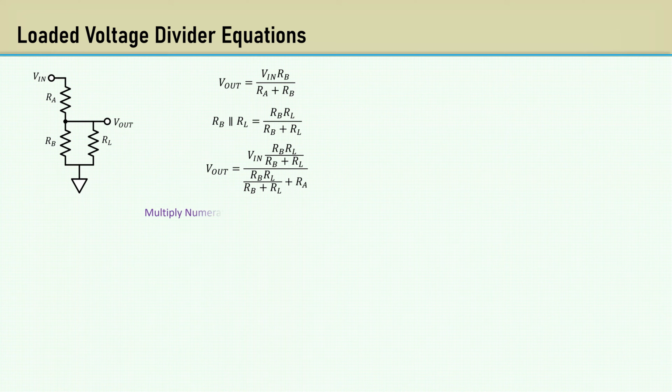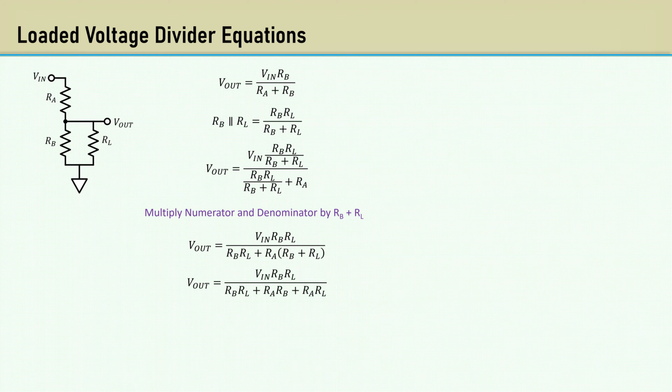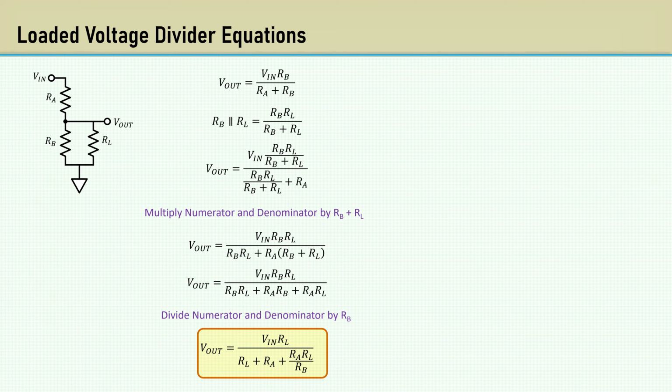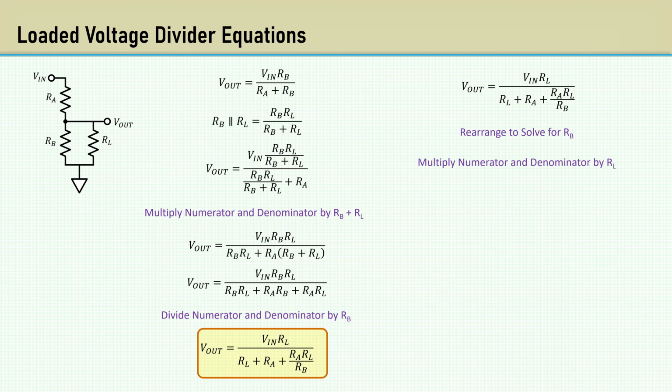To simplify, multiply the numerator and denominator by Rb plus RL, and distribute Ra in the denominator. Divide the numerator and denominator by Rb. In most cases, we know what the load resistance is, so we are better suited with an equation for Rb. Then we need to rearrange to solve for Rb. To reduce the number of terms of RL, multiply the numerator and denominator by RL. Then rearrange to solve for Rb.